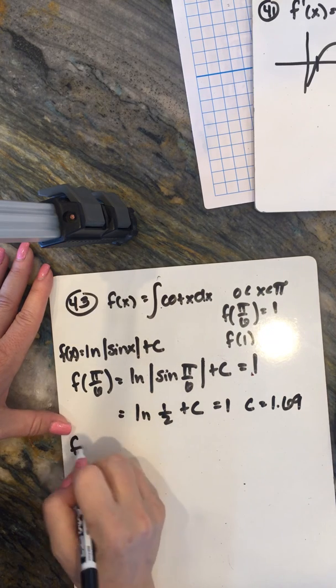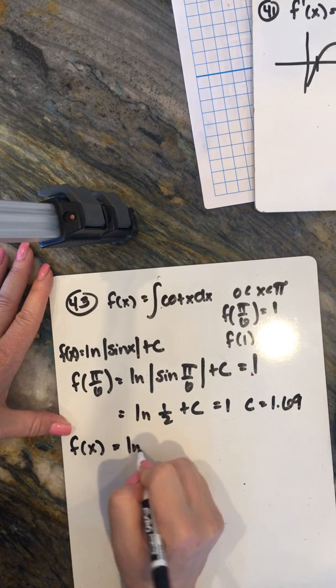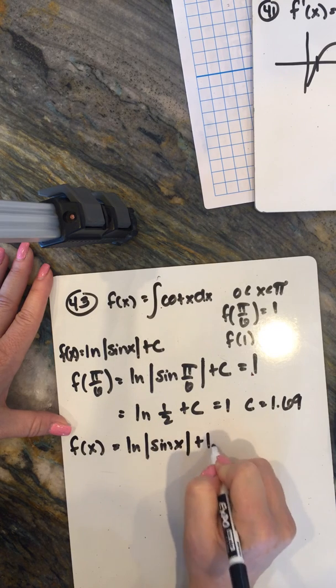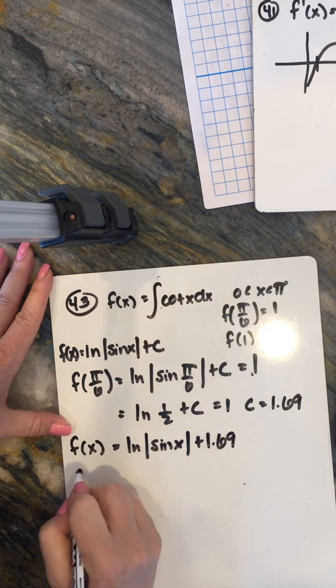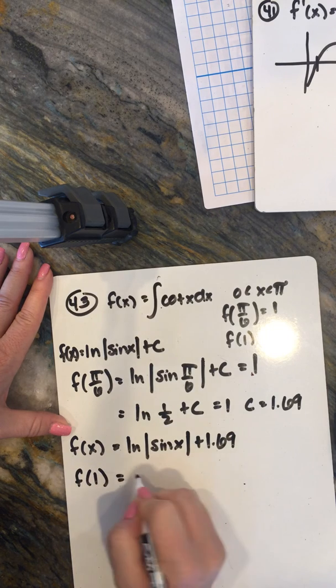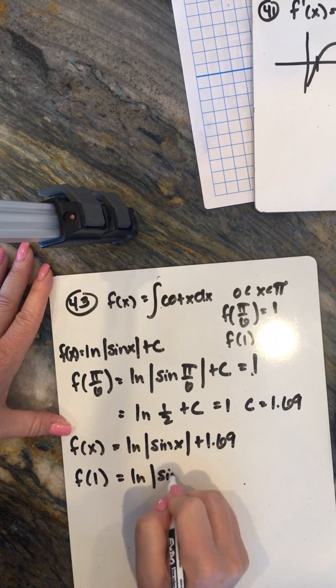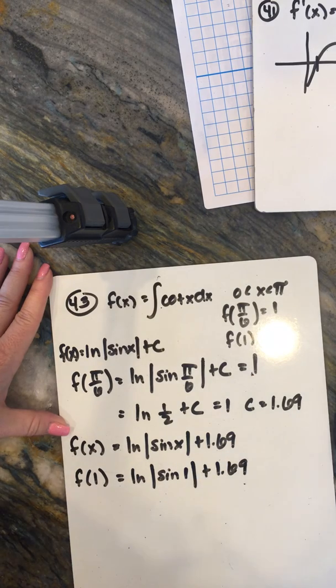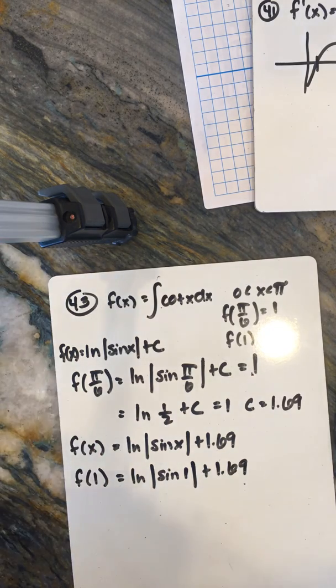So our equation, f of x, equals the ln of the absolute value of sine x plus 1.69. They're asking for f of 1. So plug that into your calculator. Sine 1 plus 1.69. All right. And I'll end this segment here.